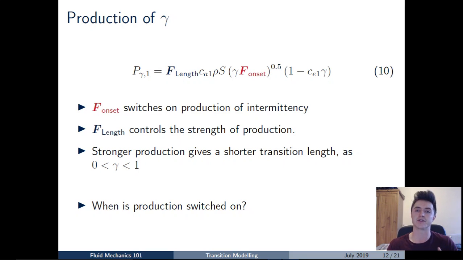So if F length is very large, that means gamma is going to be produced very rapidly and very locally. So it's going to saturate to a value of 1 very quickly, and this gives a short length of the transition region. So the higher the strength of F length, the quicker gamma saturates to 1, and the shorter the length of our transition region. So both of these terms, F onset and F length, are going to be controlled by additional empirical functions, which I'm not going to go into too much detail here, but you can see what their function is and why they're required in the model.